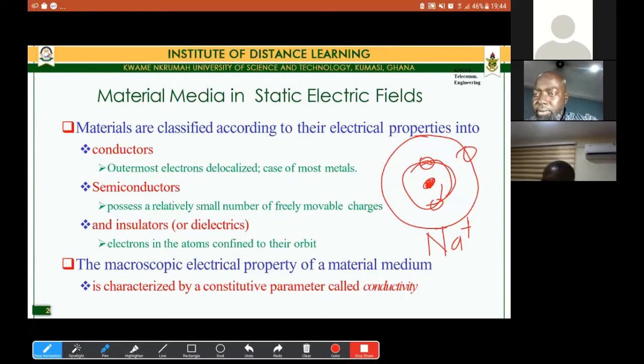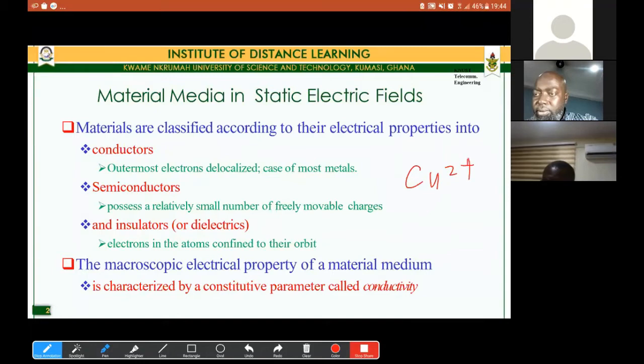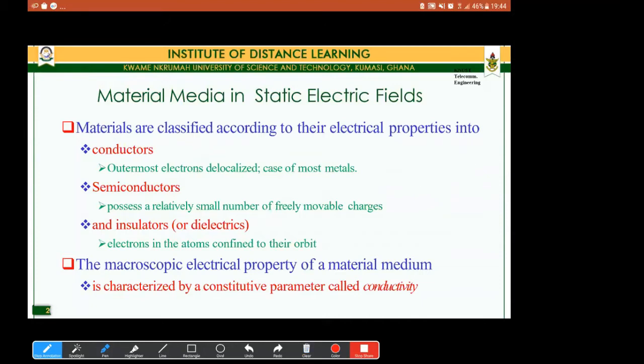In the case of copper, it will be copper 2 plus, which means that there are two electrons in the outermost shell, and those two electrons are what? Delocalized. If it is aluminium, it will be what? 3 plus, because there are three electrons in the outermost shell, and those three electrons are also what? Delocalized, and so on and so forth.